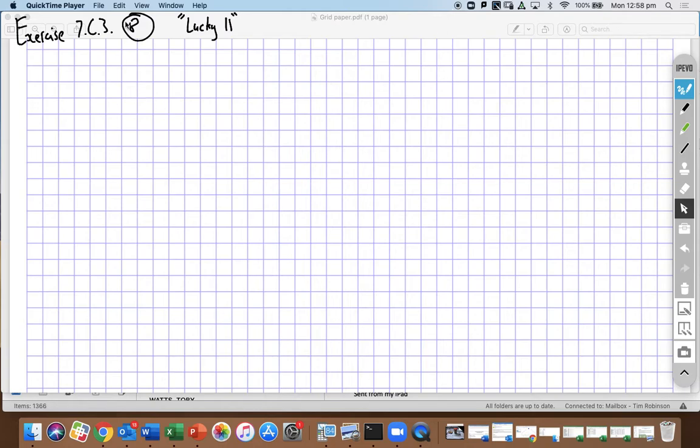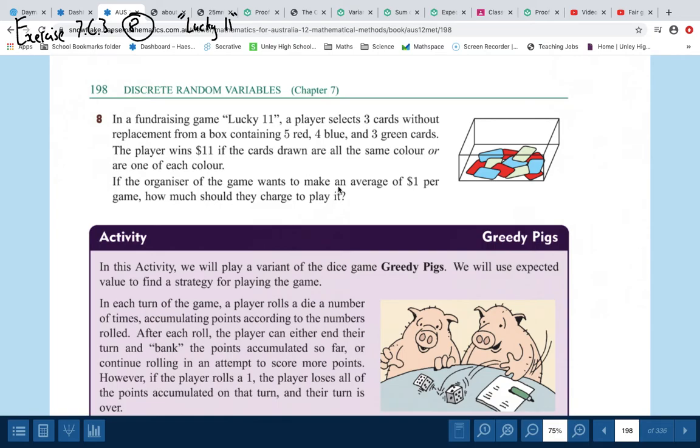I'm looking at question 8, exercise 7C. In the previous video, I used a table to summarise things. This question lends itself to a tree diagram, which I'm going to draw in a minute, so that we can try and work out what the probabilities are for this game.